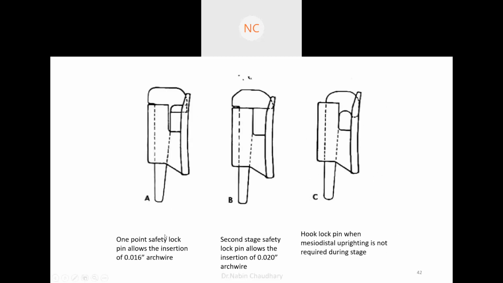So when the one stage lock pin, the 1 point lock pin, is used, the space left is only 0.016, so the 0.016 inch Australian archwire can be used. And when the second stage lock pin is used, the space available for the vertical slot is 0.020, so that the 0.020 Australian archwire can be used. And this is the hi-hat hook lock pin, and the hook lock pin is generally used when the uprighting of the tooth is not required.